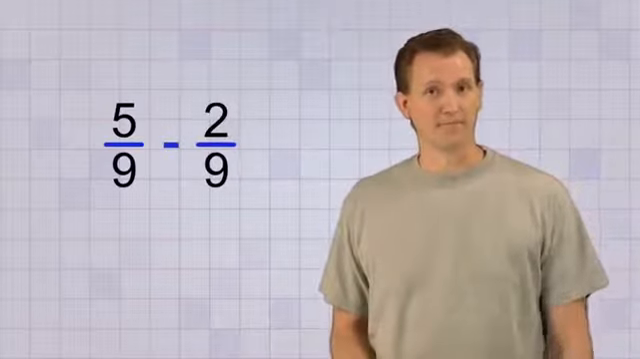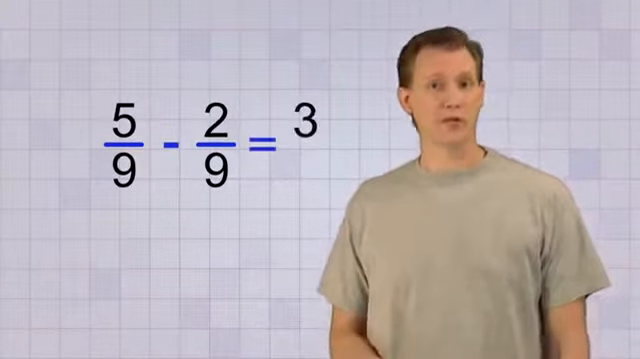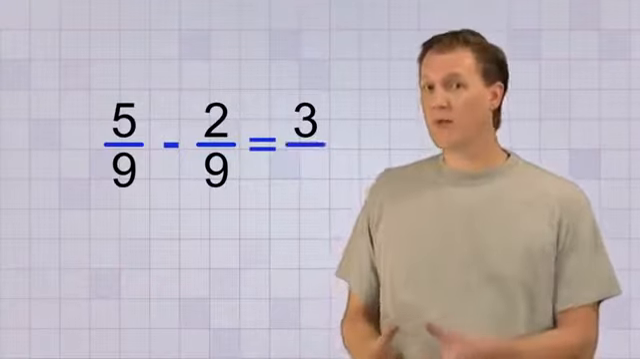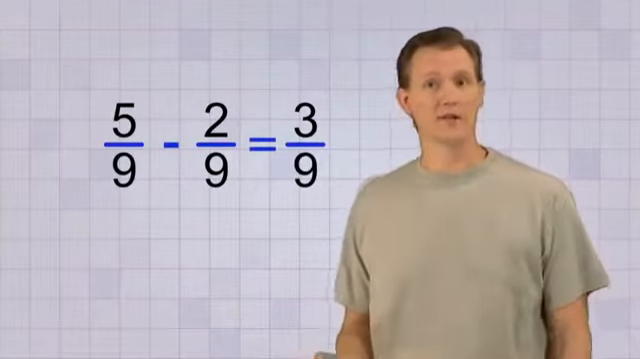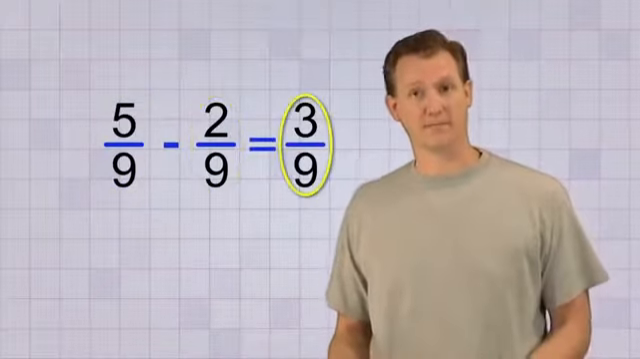Does that work the same way? Yep, if the bottom numbers are the same, all you have to do is subtract the top numbers and keep the same bottom number in your answer. Here's an example of subtracting fractions with the same bottom numbers. 5 over 9 minus 2 over 9. First we subtract the top numbers. 5 minus 2 equals 3. Then we just write the same bottom number in our answer, 9. So 5 over 9 minus 2 over 9 is 3 over 9.